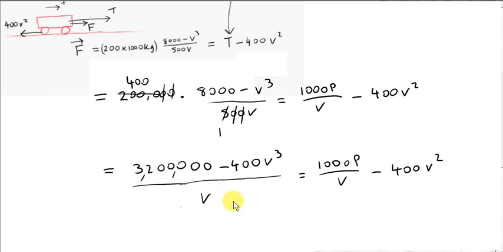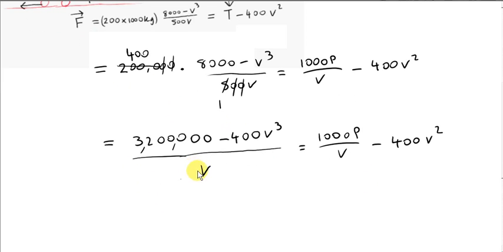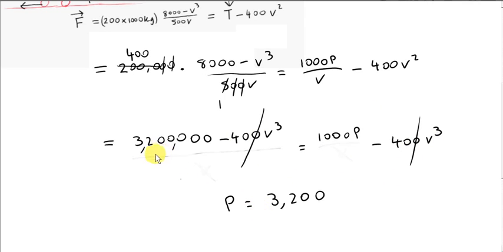Okay, next we will multiply both sides by V. So we'll cancel this V. On this side we will cancel this V. When we multiply this term by V, we will get 400 V cubed. Now notice that V disappears completely from this equation. So when we divide across by 1,000, we get 3,200. Now the units of this are of course kilowatts. That's what we were given, that P is in kilowatts.